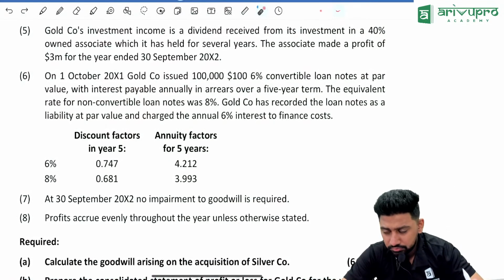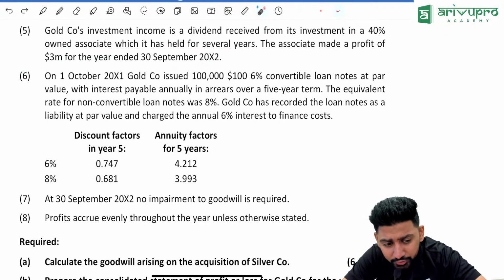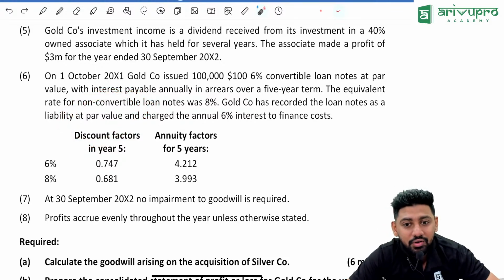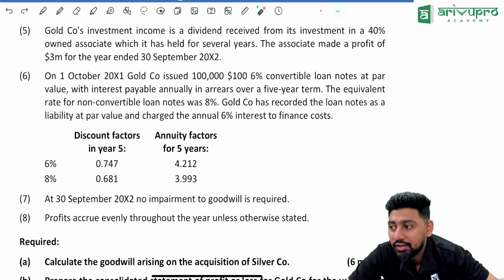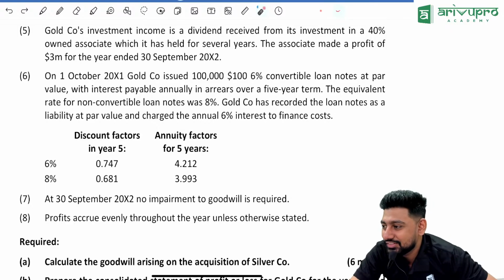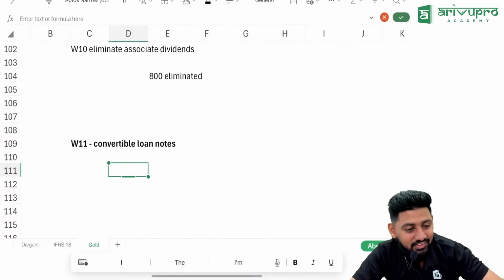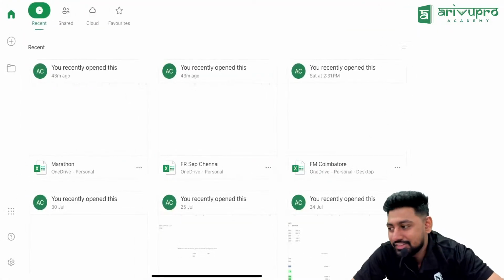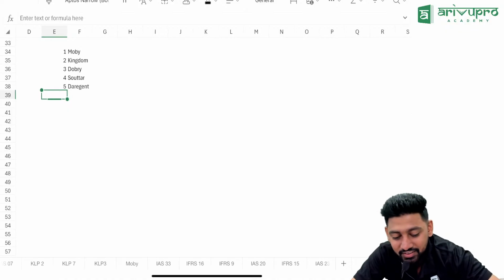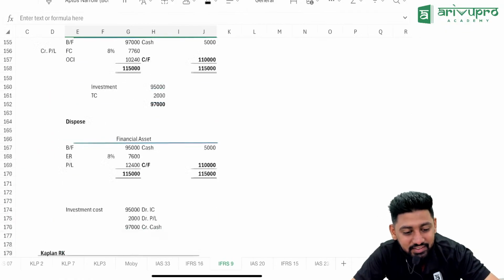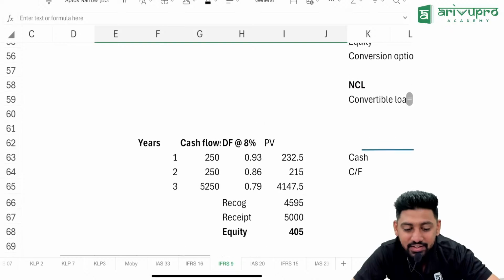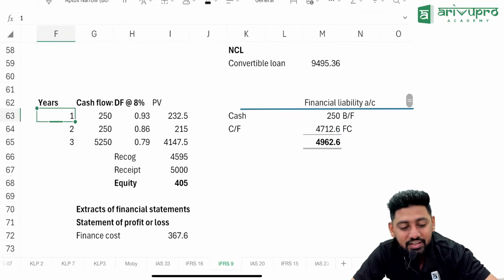Look here. They have recorded the loan note as a liability at par value. How do you record it? What is the recognition criteria for present value for convertible loan notes? There you go, IFRS 9. Did we cover? Convertible loan notes, initial recognition is at present value.